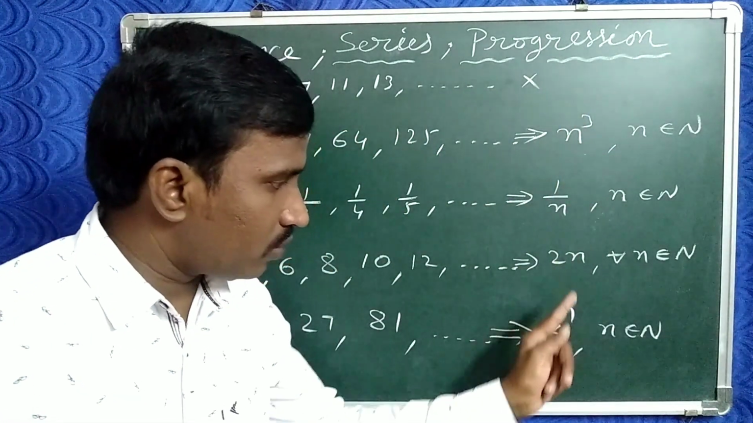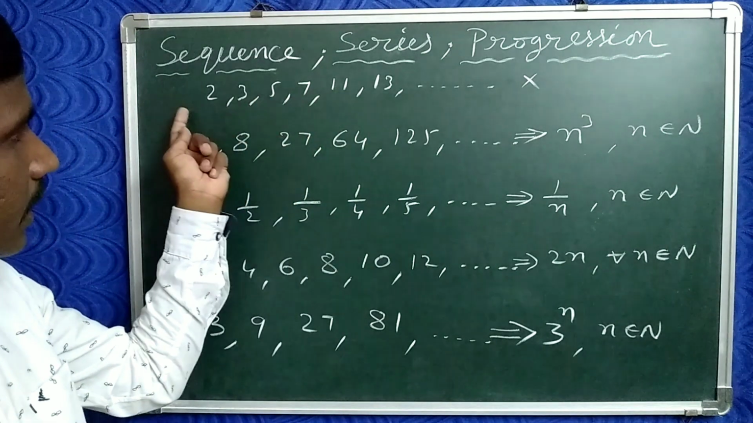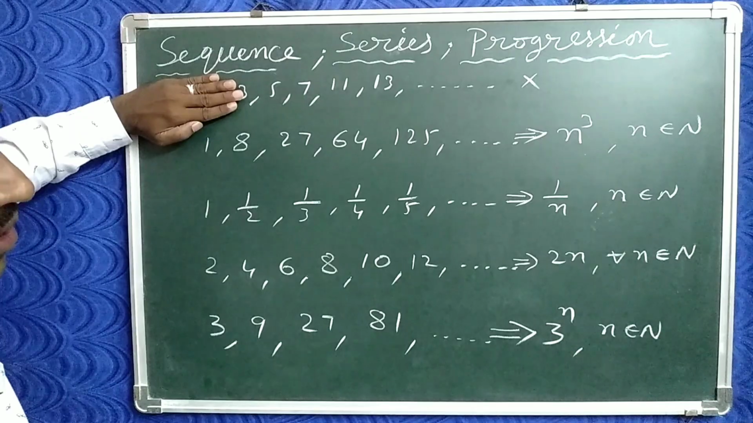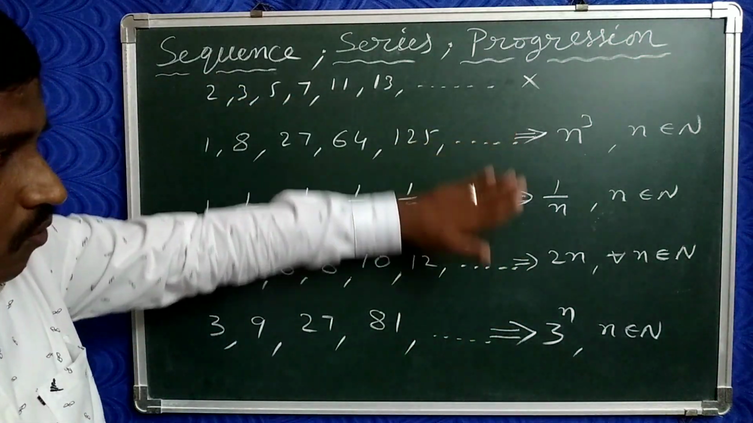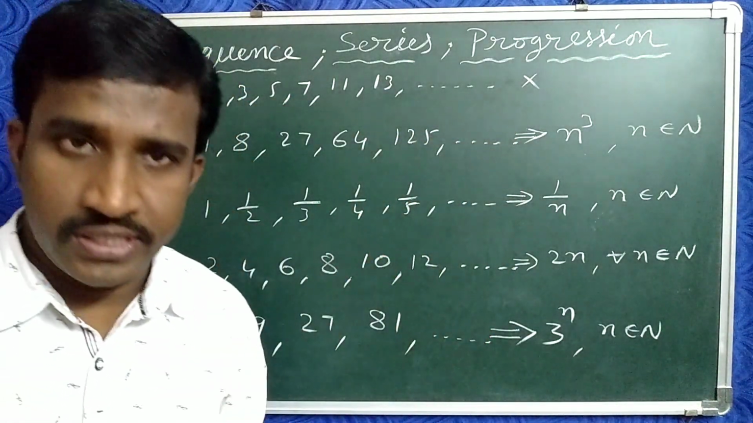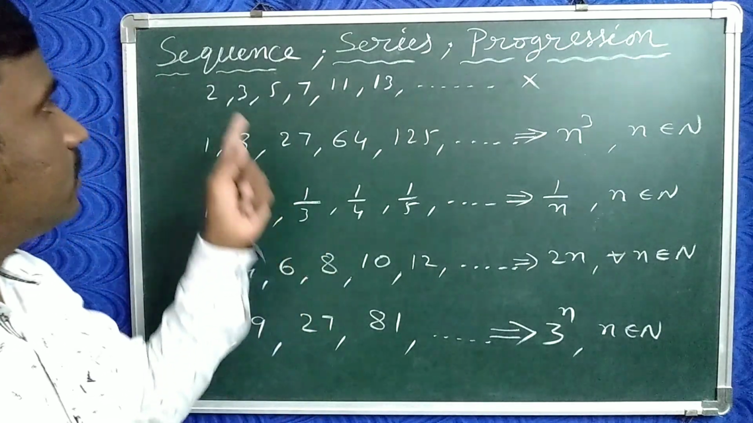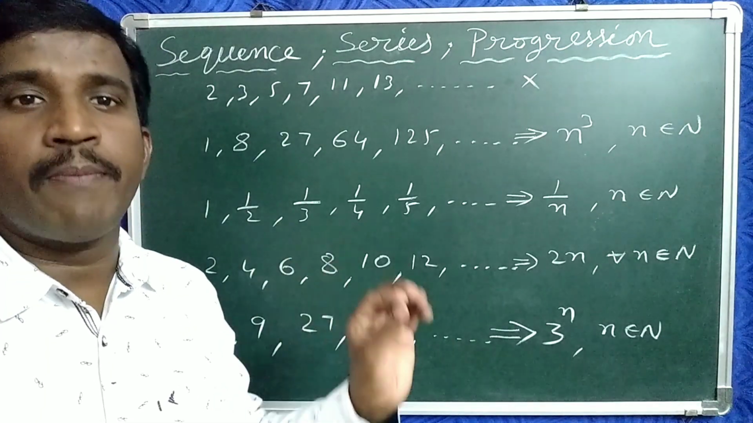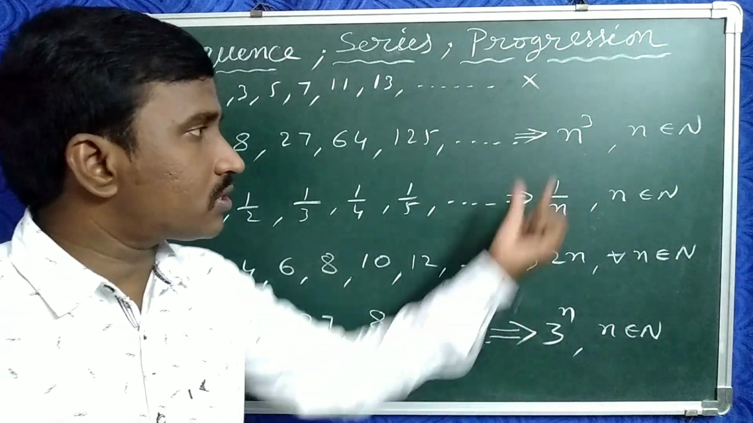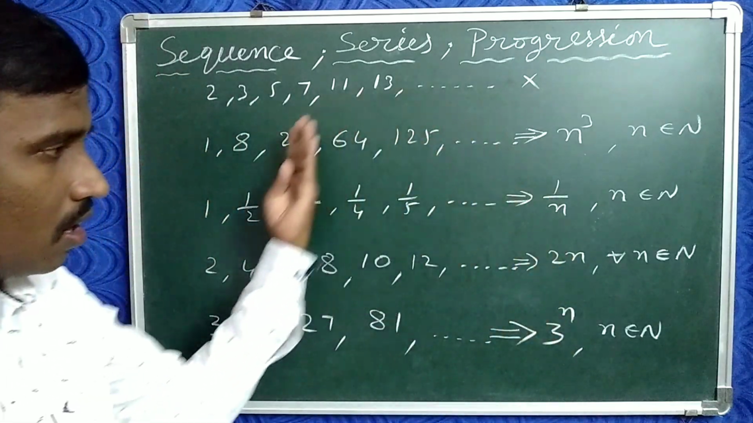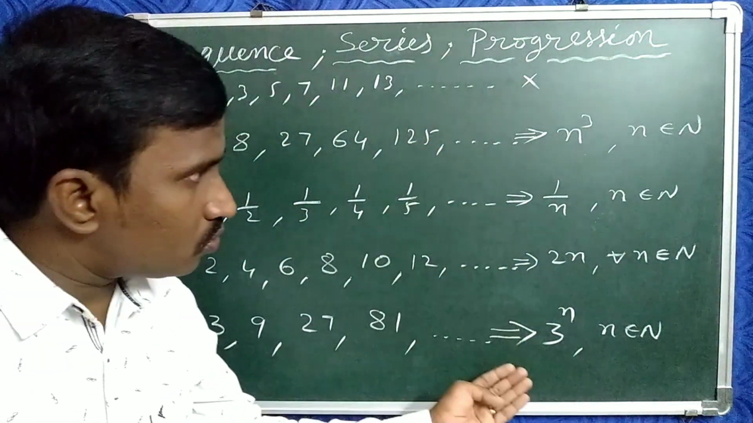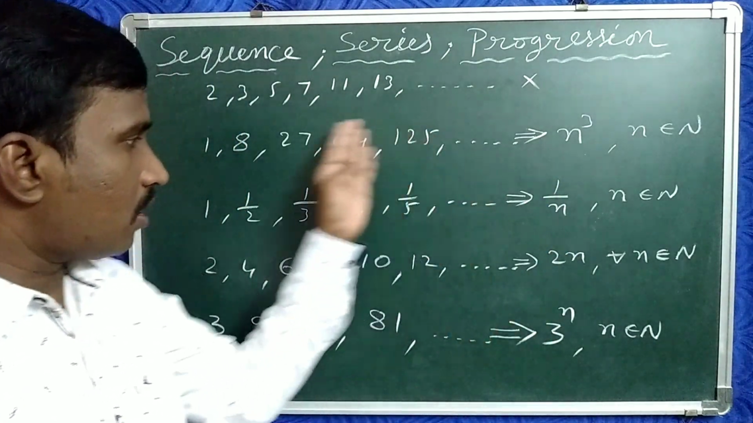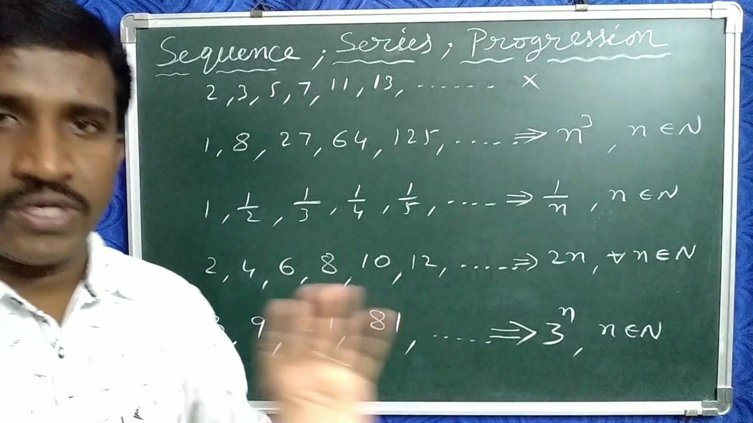That's why all these arrangements can be expressed by using the general forms n cube, 1 by n, 2n, 3 power n. But the first one cannot be expressed by using any general form. That's why the first one is not a sequence, but the last four all belong to sequences. What is meant by sequence? Sequence means an arrangement of numbers in a particular order according to some rule. That's why these are all sequences. Then what are the rules? n cube rule, 1 by n rule, 2n rule, 3 power n rule. That's why these are all sequences except the first one.